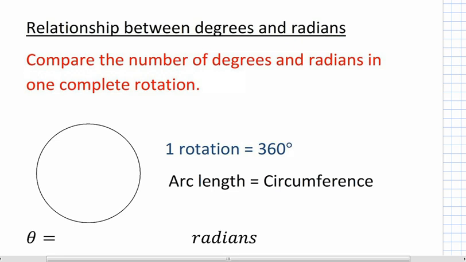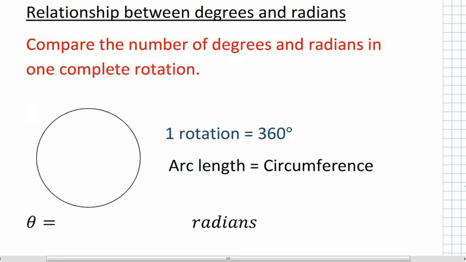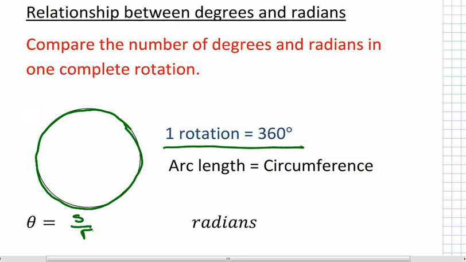So the next concept we're going to talk about is the relationship between radians and degrees. So basically, we're going to compare the number of degrees and radians in one complete rotation. Well, one complete rotation of the circle is 360 degrees. And remember, when we talk about arc length of a circle, or perimeter, we're talking about circumference. So remember, in radians we talk about arc length over radius. Well, if the arc length of the circle is the circumference, we're talking about 2 pi r over r. And notice the r's cancel out, so it's equal to 2 pi radians.